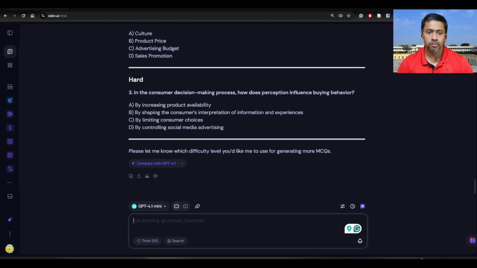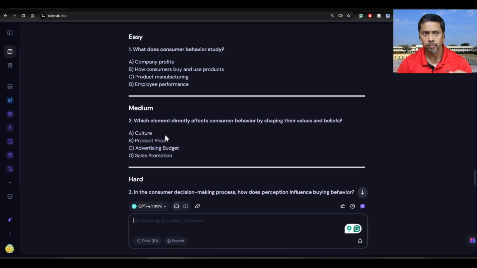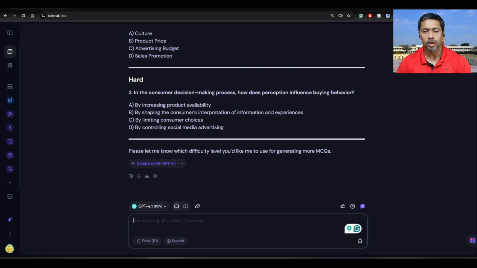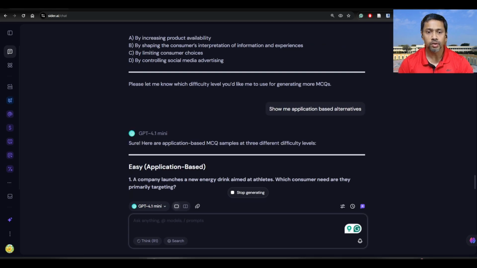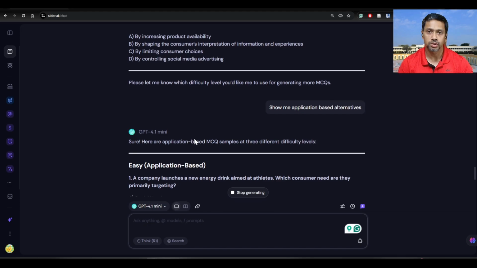So now it says, please let me know which difficulty level you would like me to use for generating more MCQs. At this point, I can say hard as an input, medium as an input, or easy as an input. Or I could do one more thing. I could say show me application based alternatives. So I'm doing that in real time now.